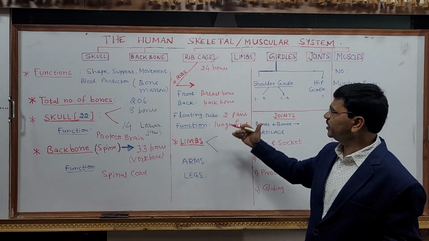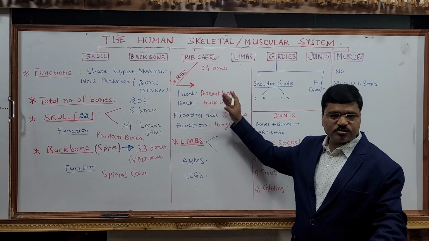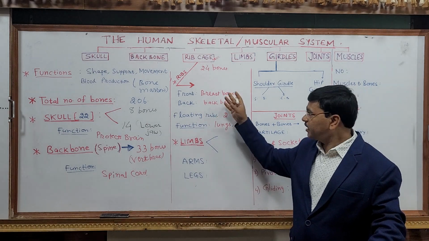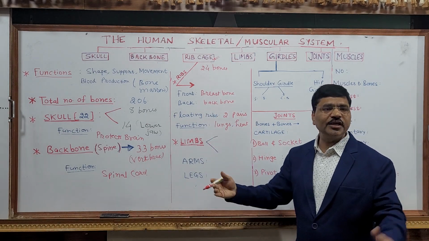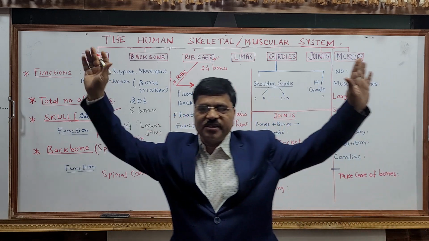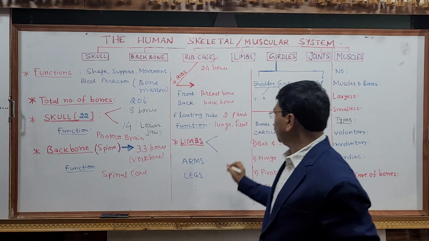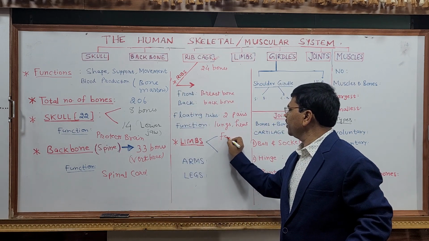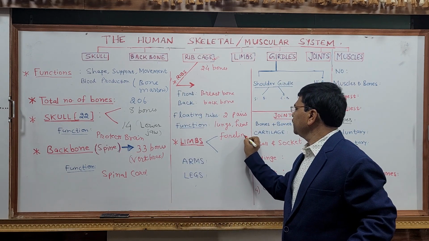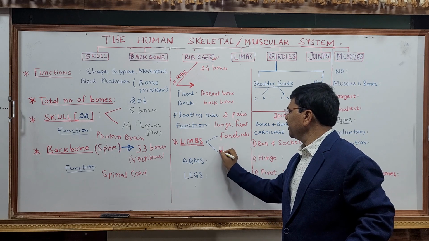Okay, one by one you can see that how many types of short questions, MCQ type questions are coming in between. Okay, next we come to the limbs. What are the limbs? Limbs means the legs, hands and the legs. Okay, so limbs can be of two types. One is forelimb and hind limbs.